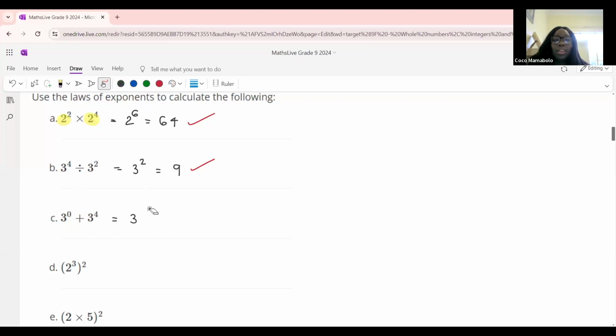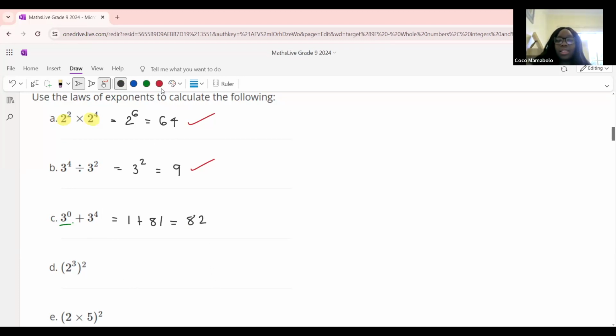So we know that anything to the power of 0 is equal to 1. So 3 to the power of 0 is equal to 1, plus 3 to the power 4, which is the same as 3 times 3 times 3 times 3, and that's going to give us 81. And therefore, our final answer, 1 plus 81 is 82.